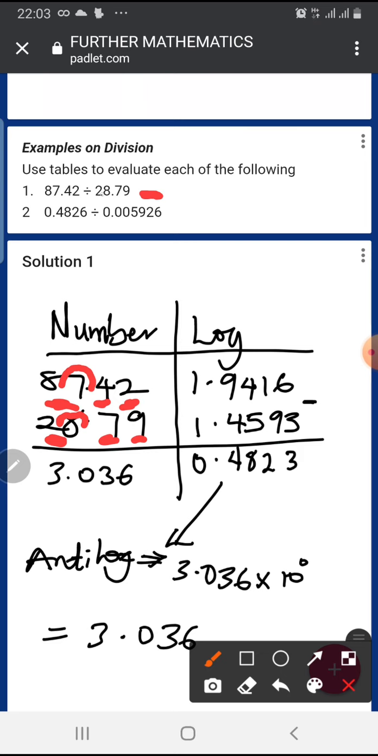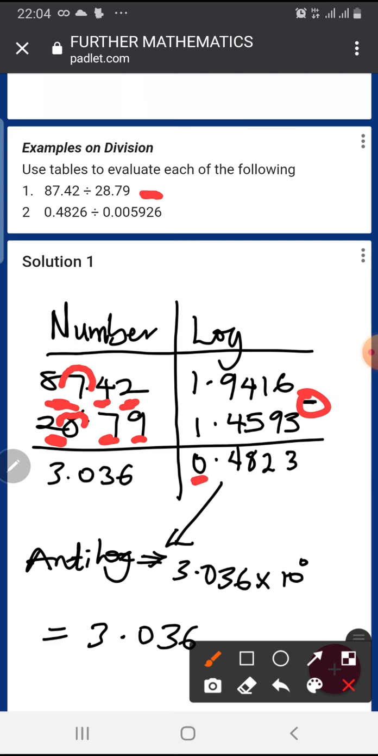So now, because it is division, when you get to logarithm, you subtract. If you subtract 3 from 6, you have 3. 9 from 1, you lend 1 here. That's 9 from 11, you have 2. Here you are left with 3. You lend 1 here. 13 minus 5, you have 8. Then you are left with 8 here. 8 minus 4, you have 4. 1 minus 1, you have 0. So you have 0.4823.